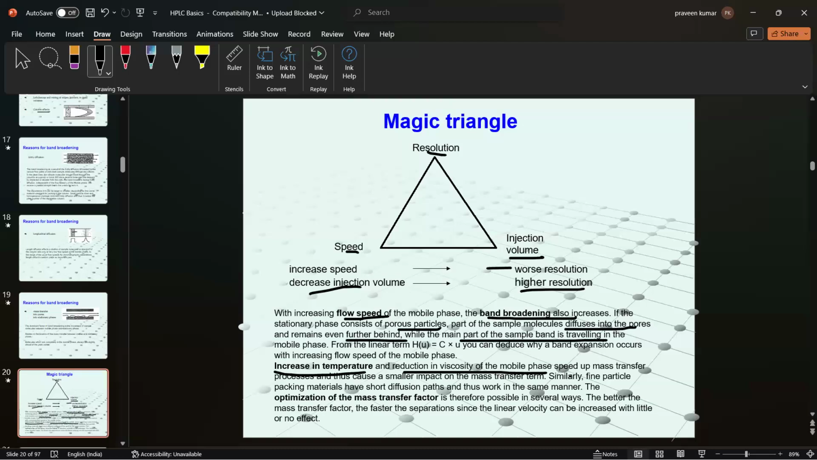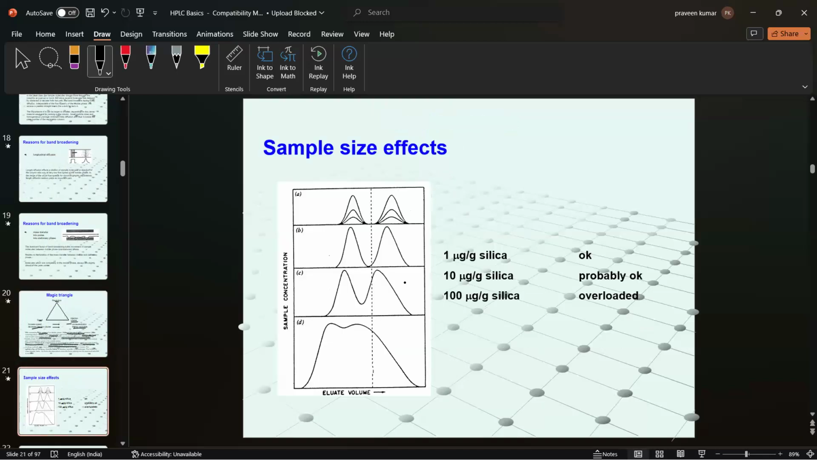Another important point is that the increase in temperature and the reduction in the viscosity of the mobile phase speed up the mass transfer process, thus causing a smaller impact on the mass transfer term. So basically, whatever mobile phase we use should be of low viscosity, and generally HPLC is performed at increased temperature so that the mobility of the mobile phase in the column is not affected and optimized mass transfer occurs.